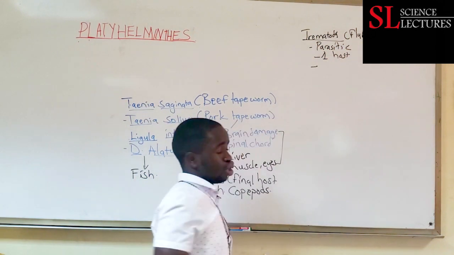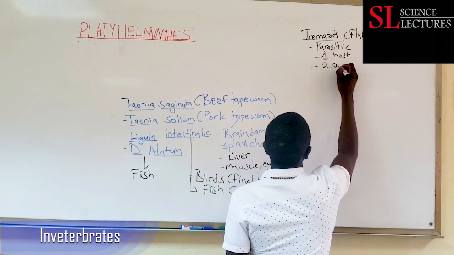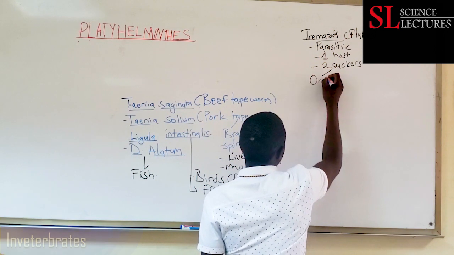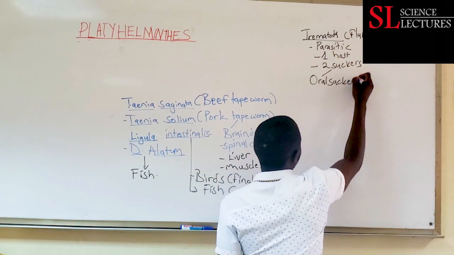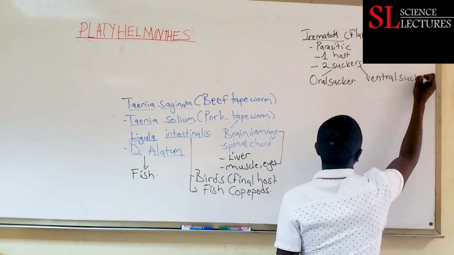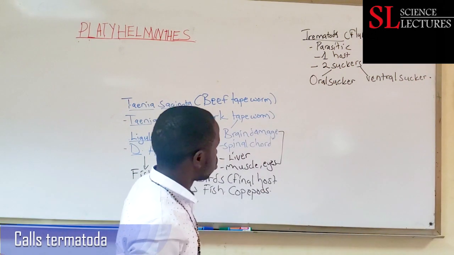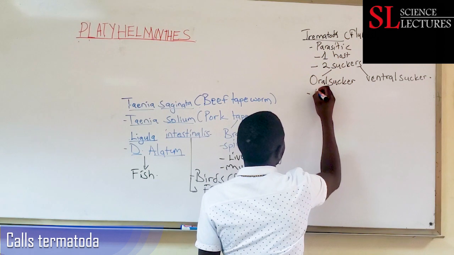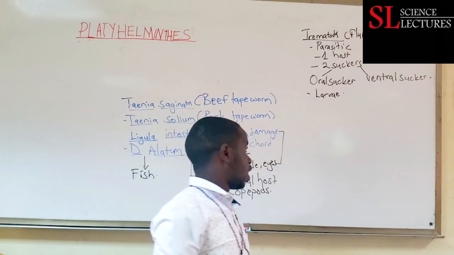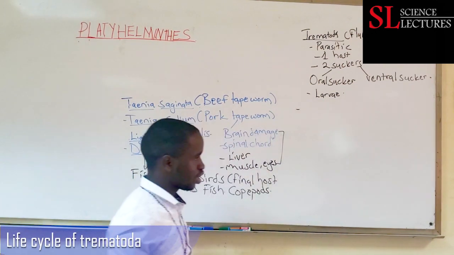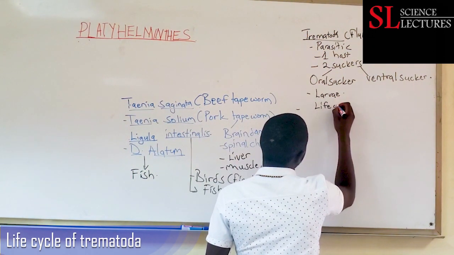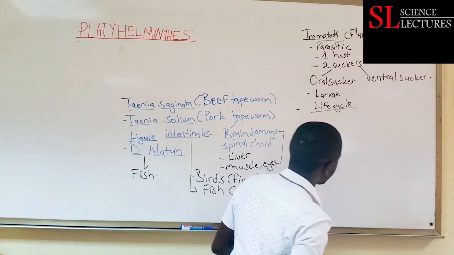Then they have two suckers. They normally have what they call the oral sucker. And number two, they have what they call the ventral sucker, or what some of us call the acetabulum. Then, on top of that, they have different types of larvae, which we are going to be seeing. Before we venture into anything, we should look at the general life cycle of any trematode. But there are always exceptions, as we are going to be seeing.